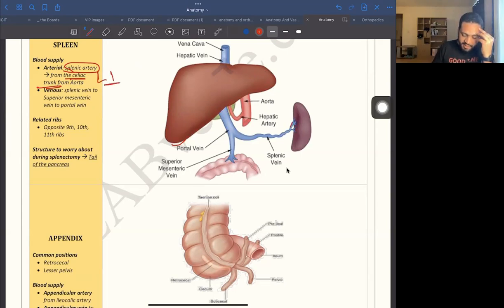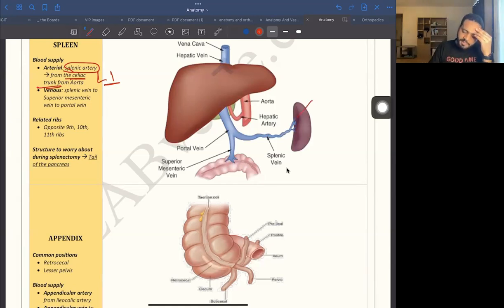Venous drainage is the splenic vein, which is tortuous as well, and passes on the superior border of the pancreas, also taking venous drainage from the pancreas, and then it joins the superior mesenteric vein to form the portal vein, okay? This is why we always say hepatosplenomegaly. If you have hepatomegaly, you're more likely to have splenomegaly as well, because the venous drainage of both of them is the same.